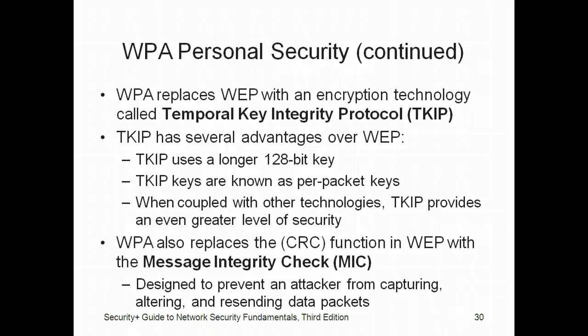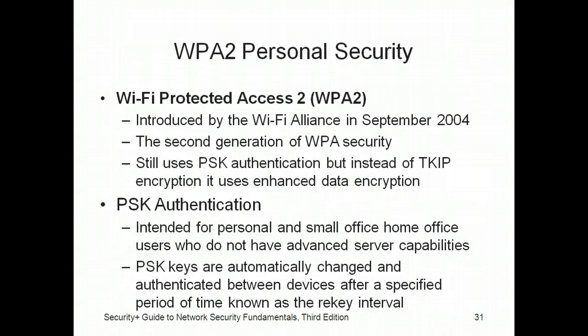WPA replaced WEP with TKIP, which is the Temporal Key Integrity Protocol. It does have high security, longer encryption. The keys are known as per packet keys, meaning they're supposed to randomly change each time the packets go across the air. When coupled with other technologies, TKIP provides a greater level of security. WPA also replaced WEP with the Message Integrity Check, MIC, designed to prevent an attacker from capturing, altering, and resending data packets, or spoofing. It prevented that from happening.